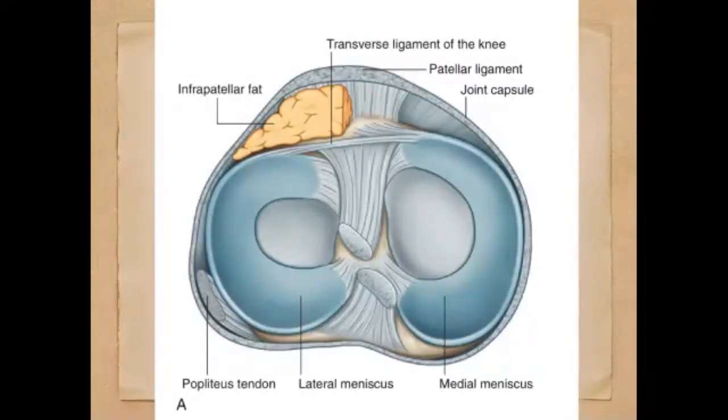Okay, coming to the menisci. Okay, there are two menisci, lateral meniscus and medial meniscus. This is medial meniscus and this is lateral meniscus. So lateral meniscus is oval in shape because lateral condyle is oval in shape, whereas medial meniscus is somewhat circular.